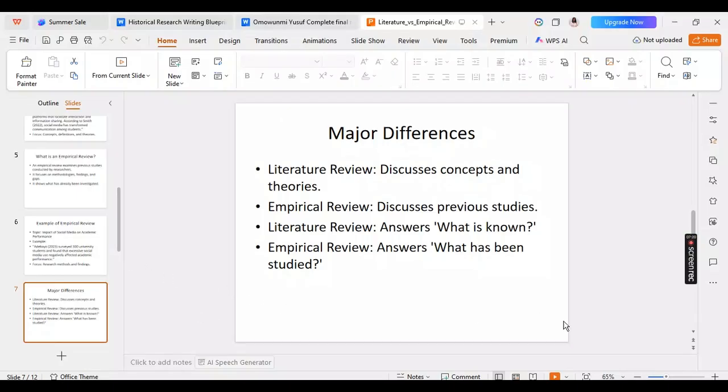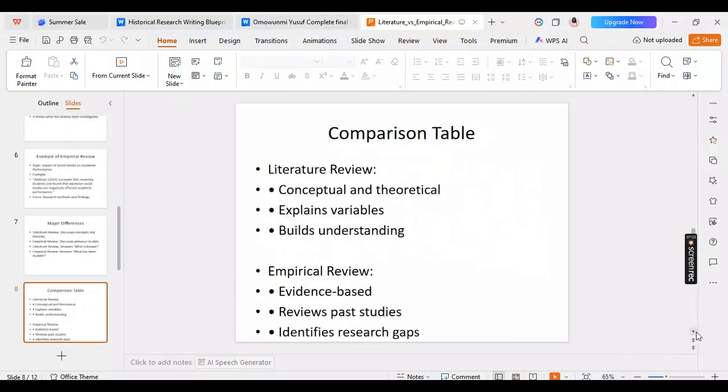So literature review helps you to answer what is already known, while empirical review answers what has been studied. So, comparison table: literature review talks about conceptual and theoretical, it explains variables, and it builds on your understanding. While the empirical review is evidence-based, it reviews past studies, and it identifies research gaps. So you get to see that from empirical review, you will talk more about the research gap, while literature review helps you to build on the understanding.